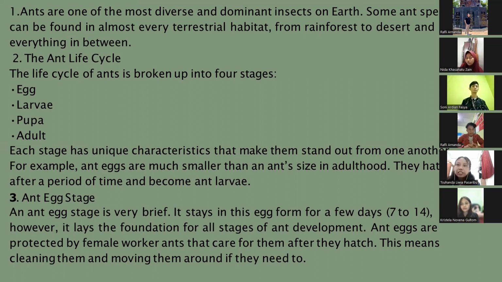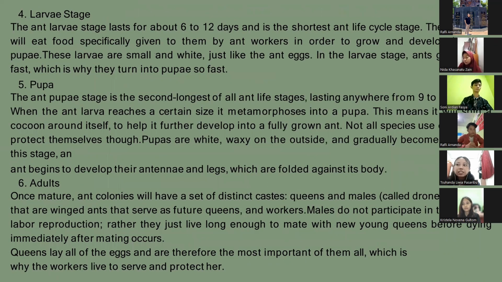Number three, the main idea is to explain the short stage of ant eggs, so that female ants play an important role in guarding the eggs. And the last for me, number four, explains that the larva stage is the shortest stage in the ant life cycle and explains how this stage occurs.